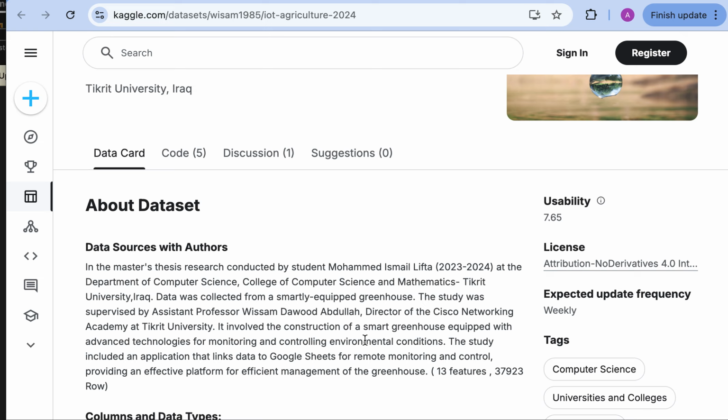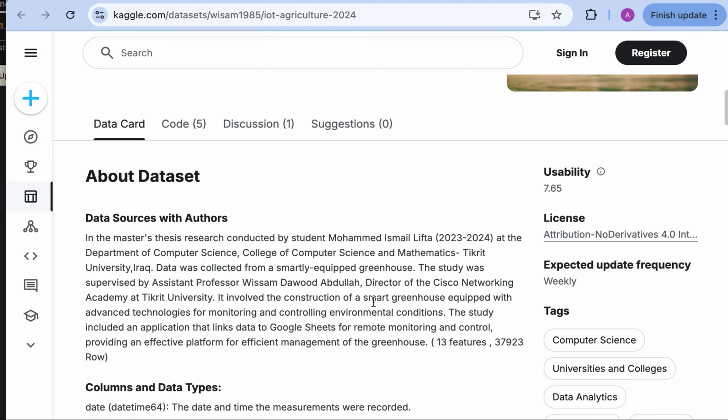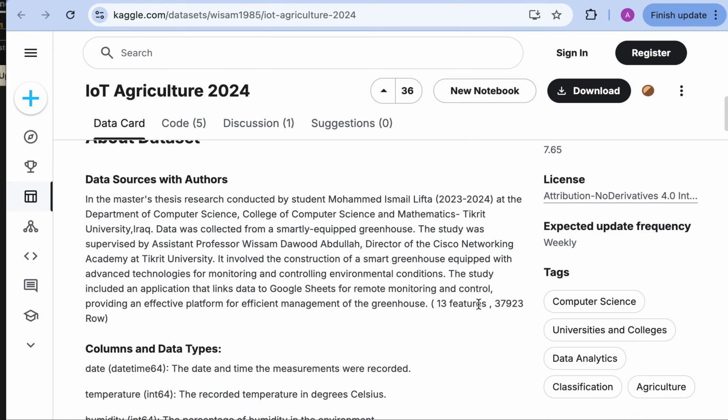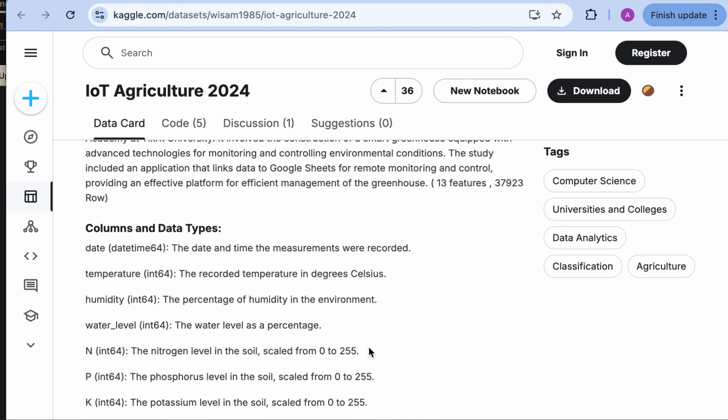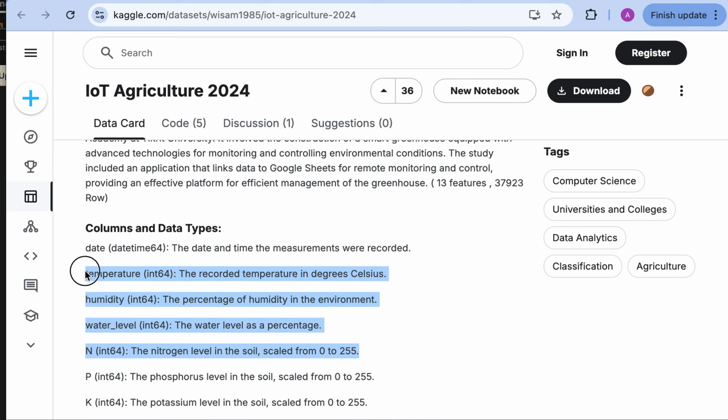The data were obtained from greenhouses, probably in Iraq, and here is the amount of data we have. These are the number of rows. Initially, there are 13 features, but we're only gonna discuss four today: temperature, humidity, water level, and the nitrogen level.